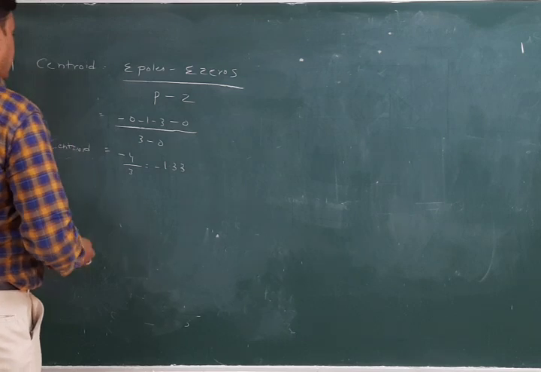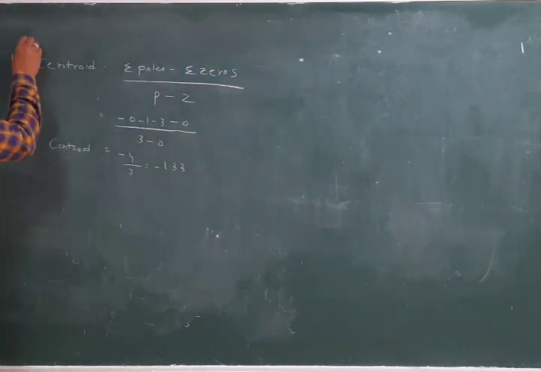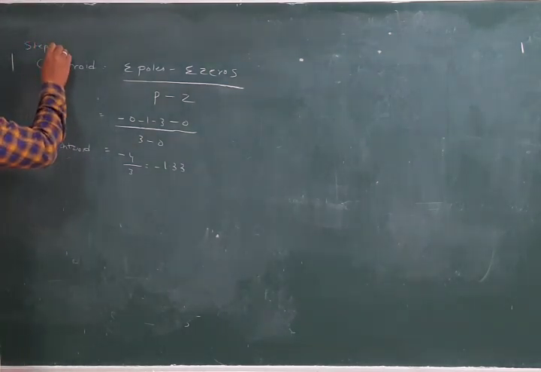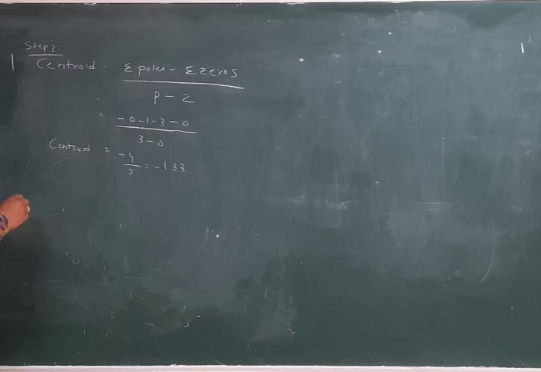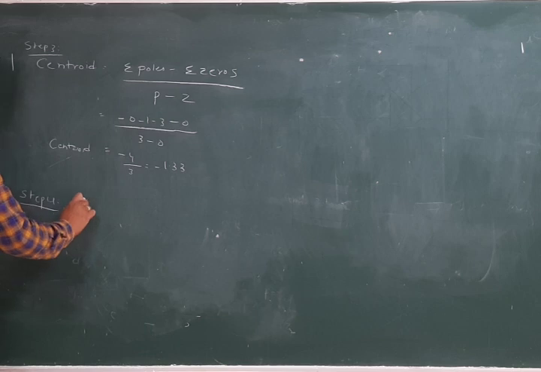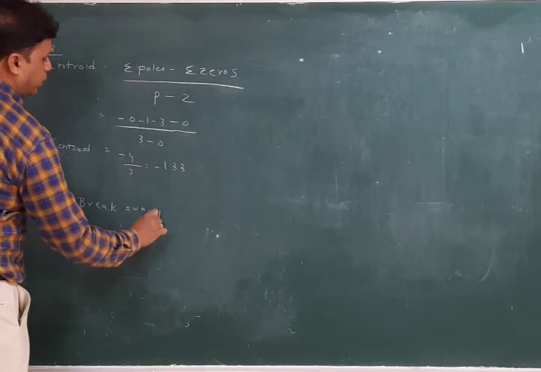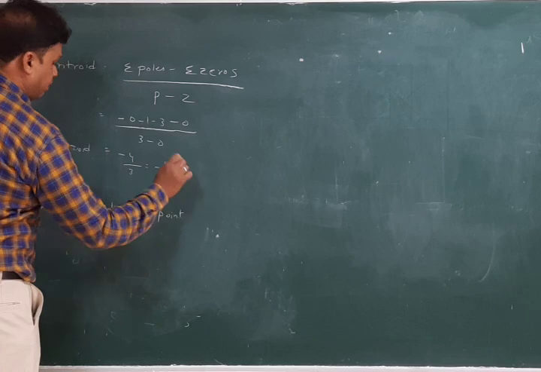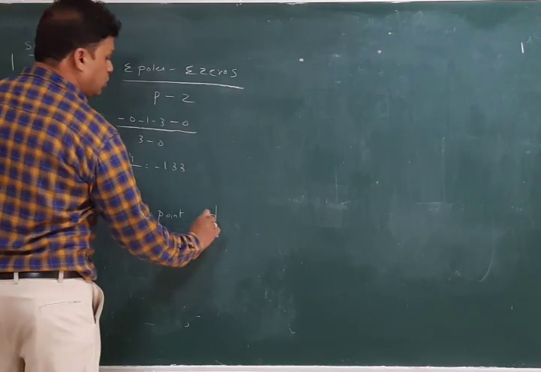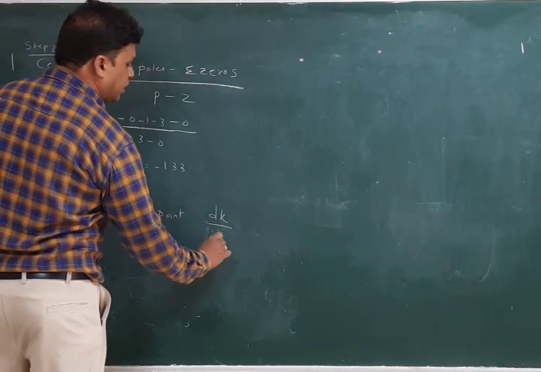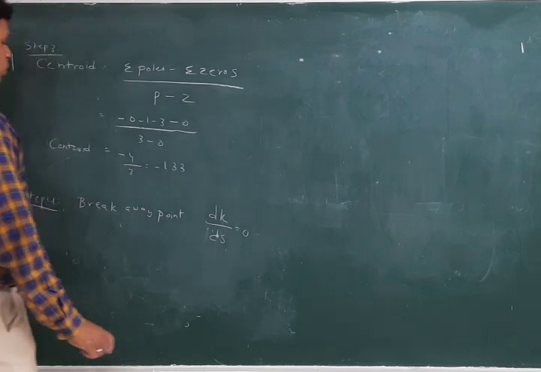Next, after drawing the centroid, which is step 3, step 4 is finding the breakaway point. How to find the breakaway point? dk by ds is equal to 0. How to do this? We will come to know now.